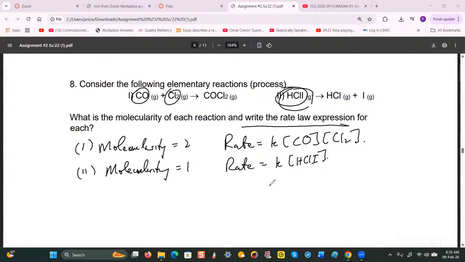Okay. So that's a relatively simple problem dealing with elementary steps. Any questions about this? Any questions? All right. Let me clear this and move on to something a bit more complex.